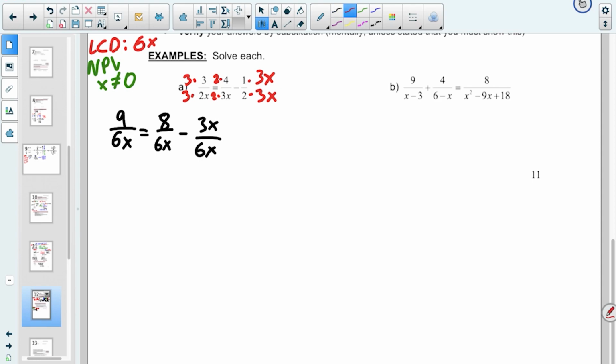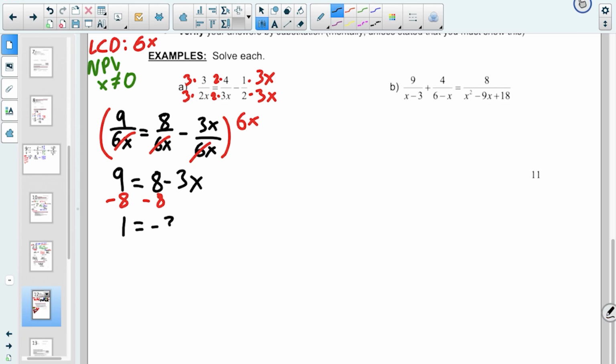Then I'm going to multiply everything by 6x, and that helps me get rid of my denominators. And now I'm left with 9 is equal to 8 minus 3x. I can subtract 8 from both sides, and that leaves me with 1 is equal to negative 3x. I divide both sides by negative 3, and I'll get negative 1/3 is equal to x.